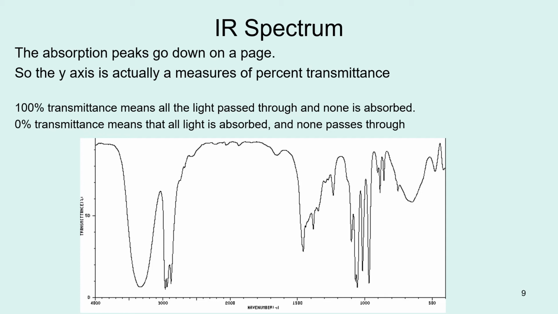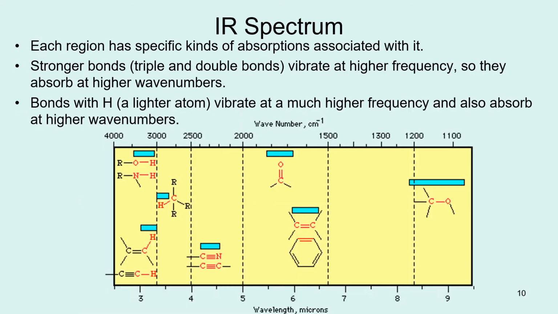So it'll scan through all of these possibilities within the infrared spectrum. And so this is what a typical IR spectrum would look like. All right, so one thing that will be really helpful for you to remember is that you can divide an IR spectrum into different regions, and they have different kinds of absorptions associated with them.